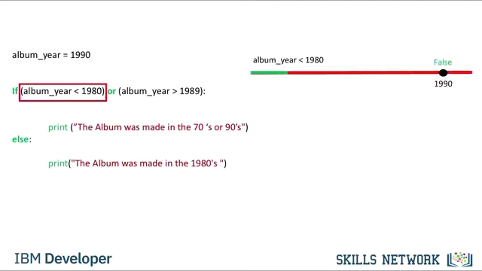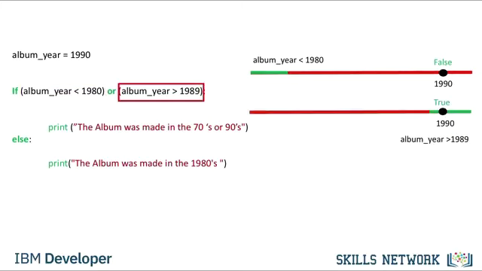Let's see what happens when we set the album year to 1990. The colored number line is green when the condition is true, and red when the condition is false. In this case, the condition is false. Examining the second condition, we see that 1990 is greater than 1989, so the condition is true. We can verify by examining the corresponding second number line.